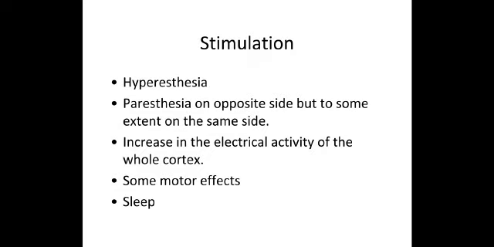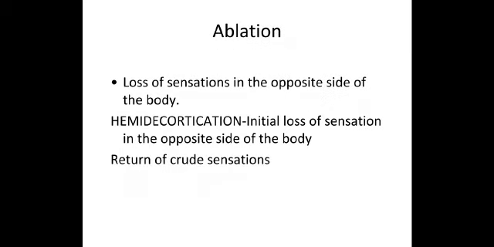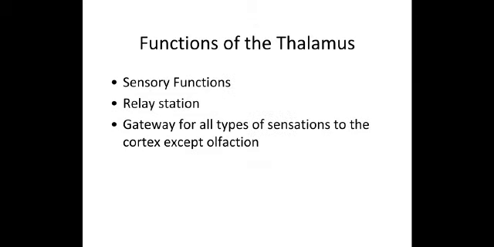When you stimulate, there will be hyperesthesia or paresthesia on the opposite side, but to some extent on the same side. There is an increase in electric activity of the whole cortex and some motor effects, and it can induce sleep. When you ablate or section it, there is loss of sensation in the opposite side of the body, semi-decortication, the initial loss of sensation in the opposite side of the body and return of crude sensations.